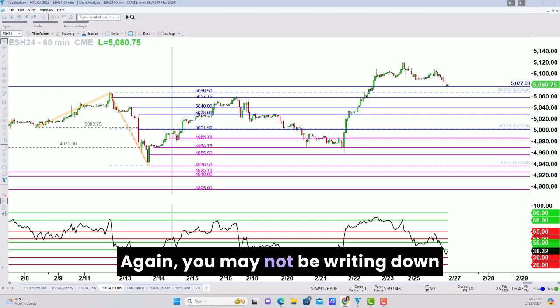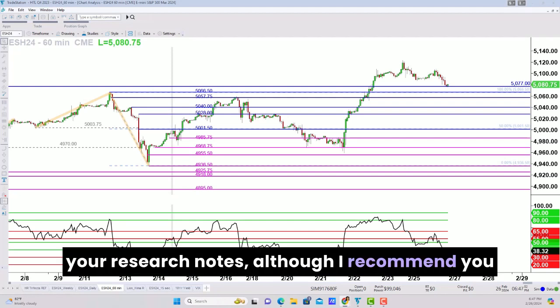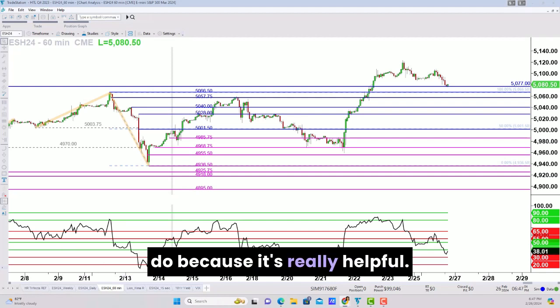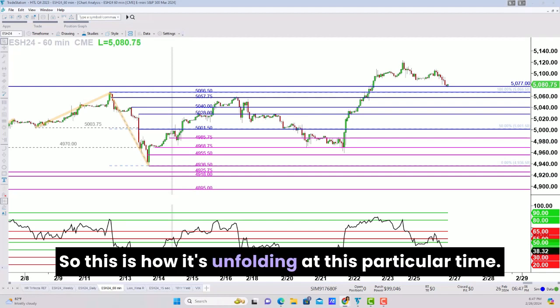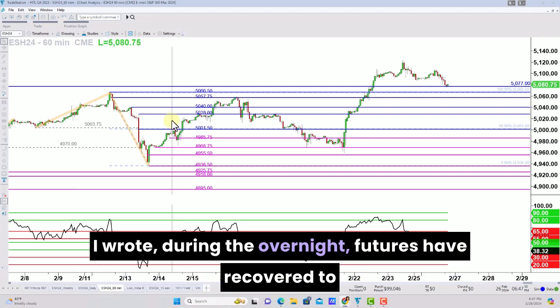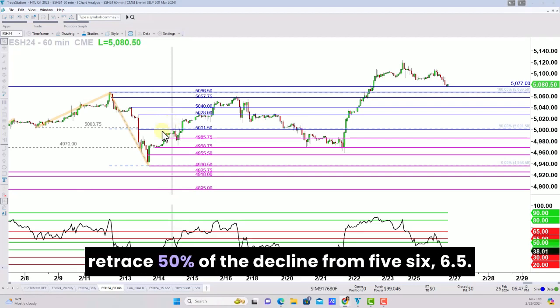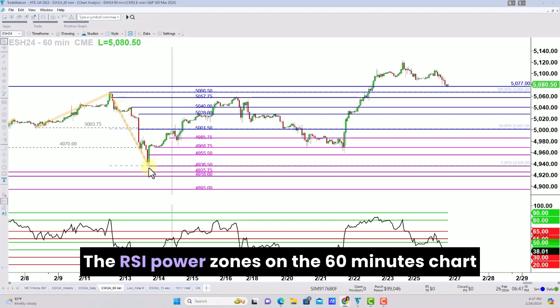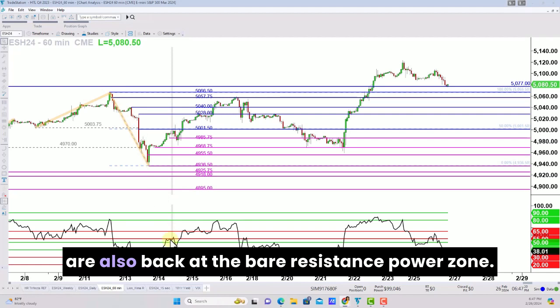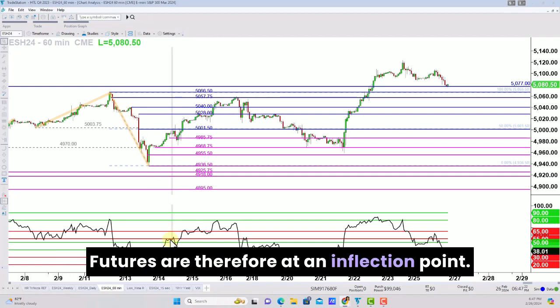Again, you may not be writing down your research notes, although I recommend you do because it's really helpful. So this is how it's unfolding. At this particular time, I wrote, during the overnight, futures have recovered to retrace 50% of the decline from 5066.5. The RSI power zones on the 60-minute chart are also back at the bear resistance power zone. Futures are therefore at an inflection point.